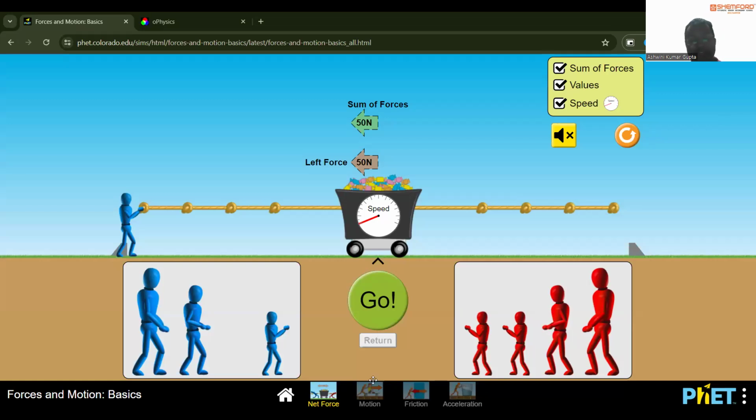In this situation, if I put the cursor on go, if I click go, what will happen to the trolley? Yes, yes, that's wonderful. Everyone, please do this. Okay, this will go to the left, right? Now, suppose I have connected over here. Always remember, now the left force is 50 Newton, the right force is 50 Newton, the sum of forces is 0. Now, in this situation, where will the trolley move?